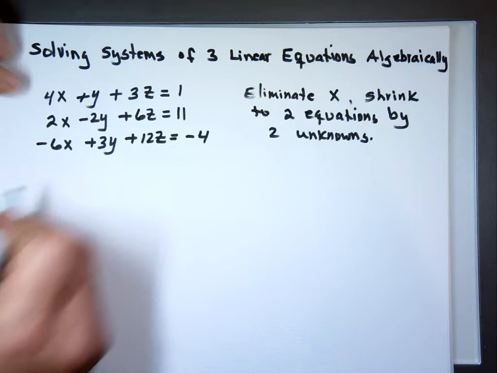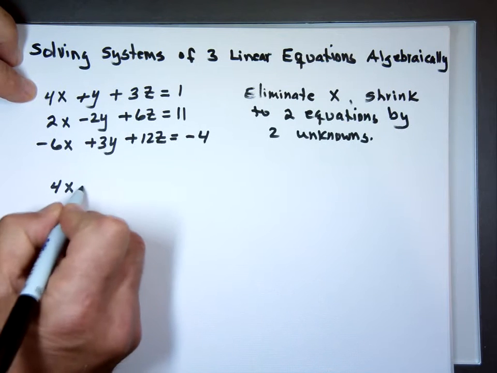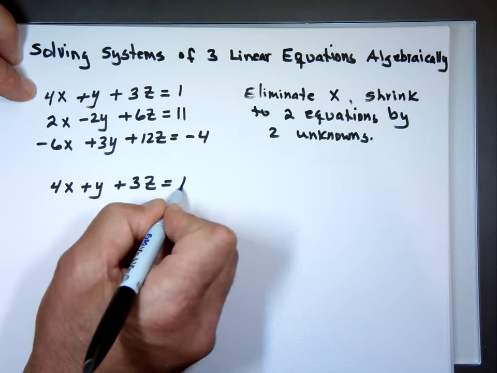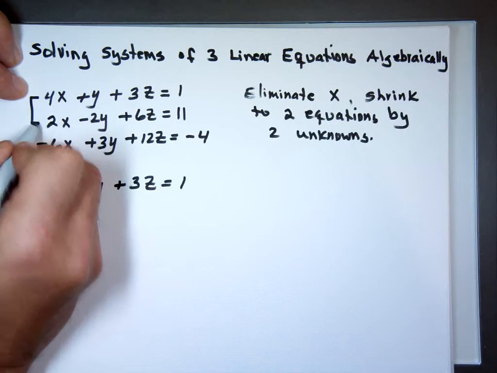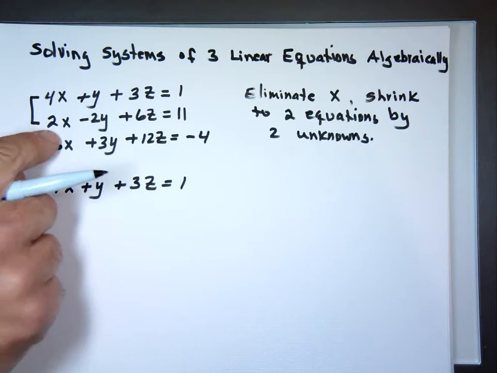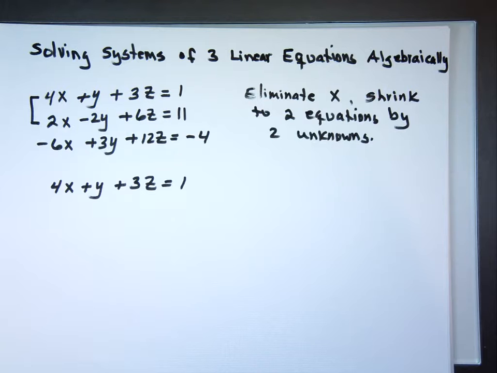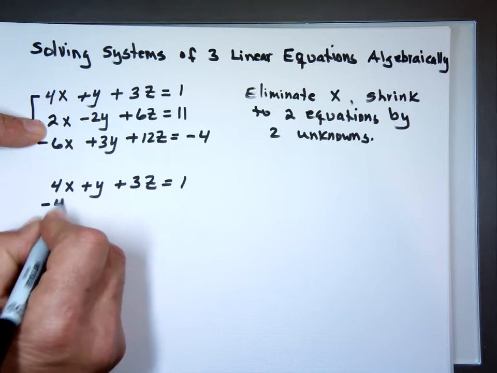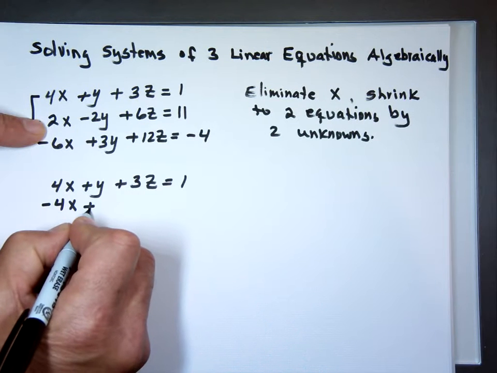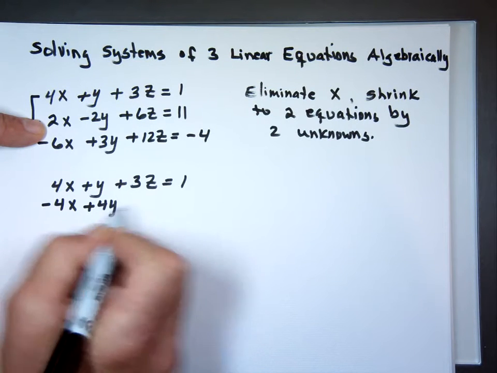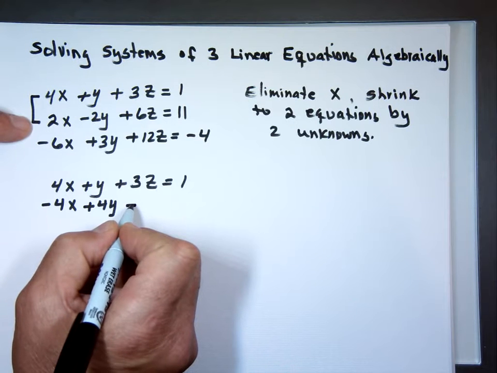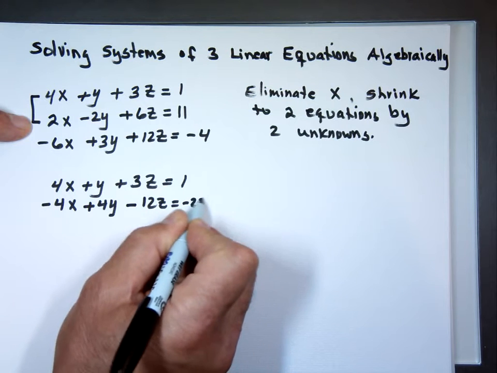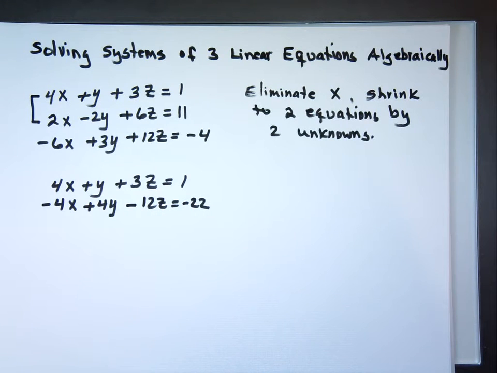So let me take equation number 1, which is 4x plus y plus 3z equals 1. Let's look at these 2 equations. Let me multiply the second one by -2 to eliminate x. If I multiply by -2, what are you going to have? -4x plus what? 4y minus, you're multiplying by -2, 12z equals -22. So I multiply this by what? -2?